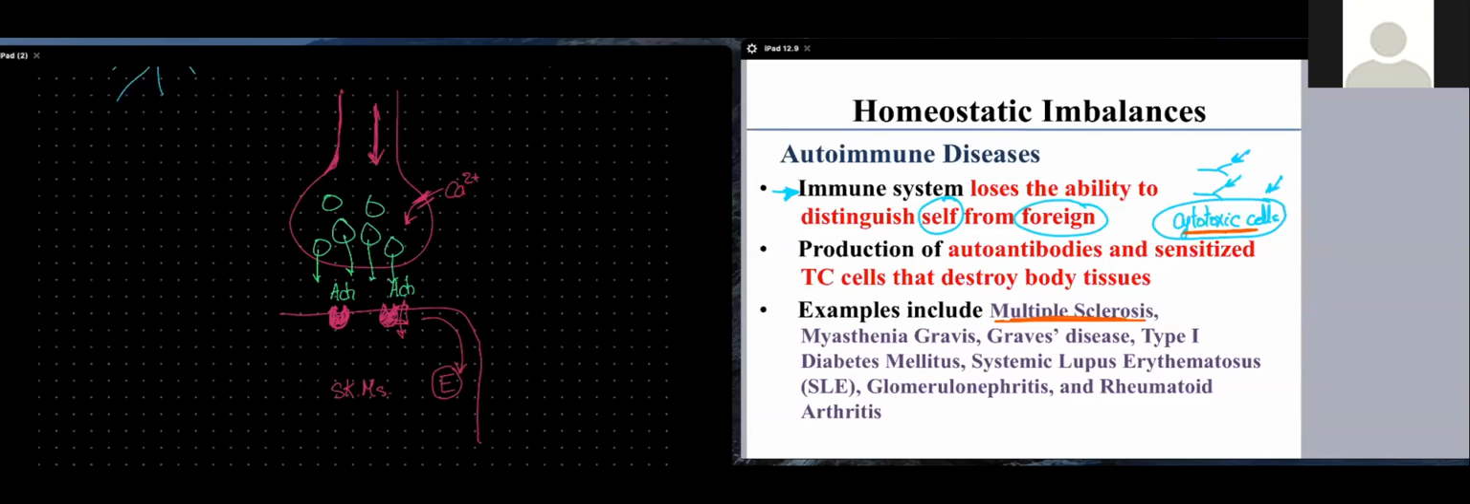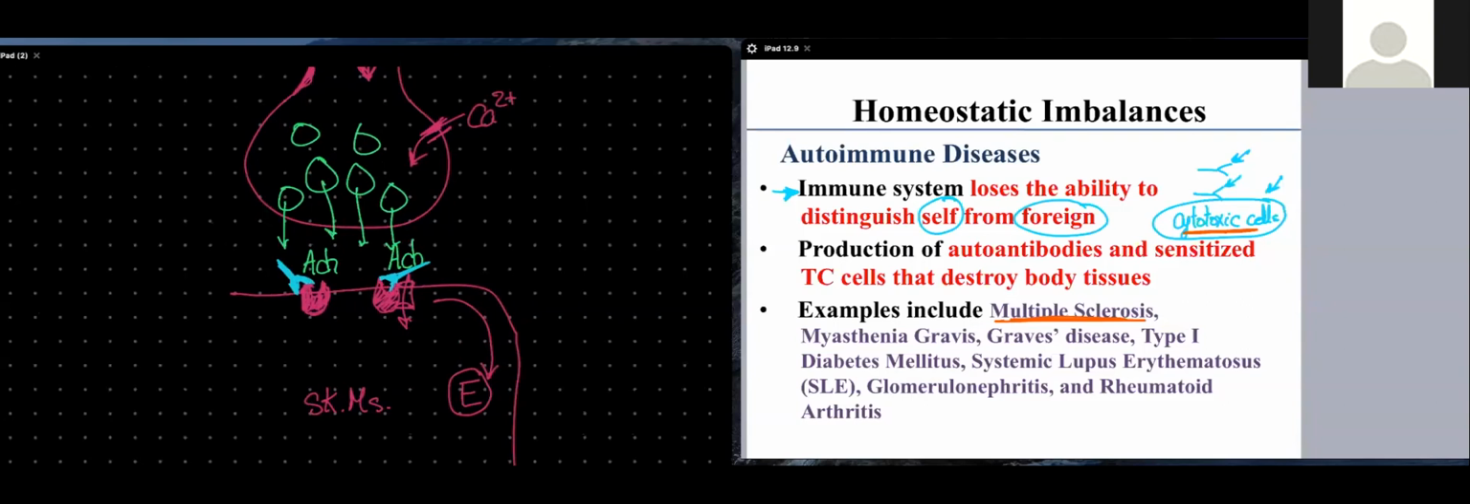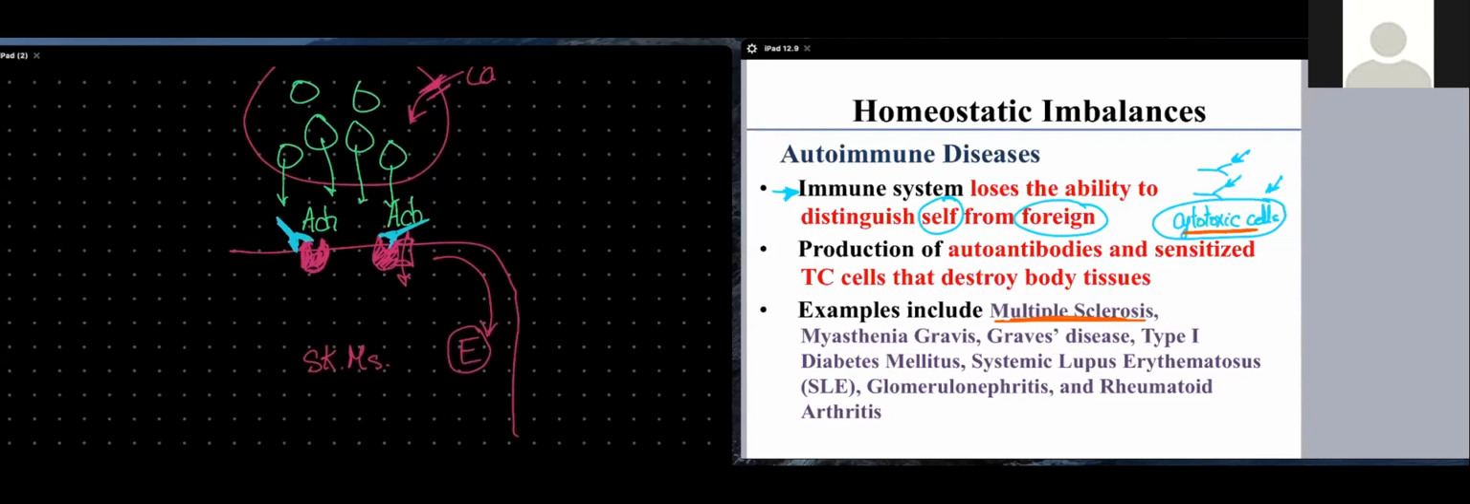So in this disease, I have autoimmune antibodies that are going to be competing with the acetylcholine binding to its receptor, blocking the acetylcholine from getting attached to its receptor on the muscle side. So what's going to happen as a result? I will have a reduction in my ability to contract my skeletal muscles.